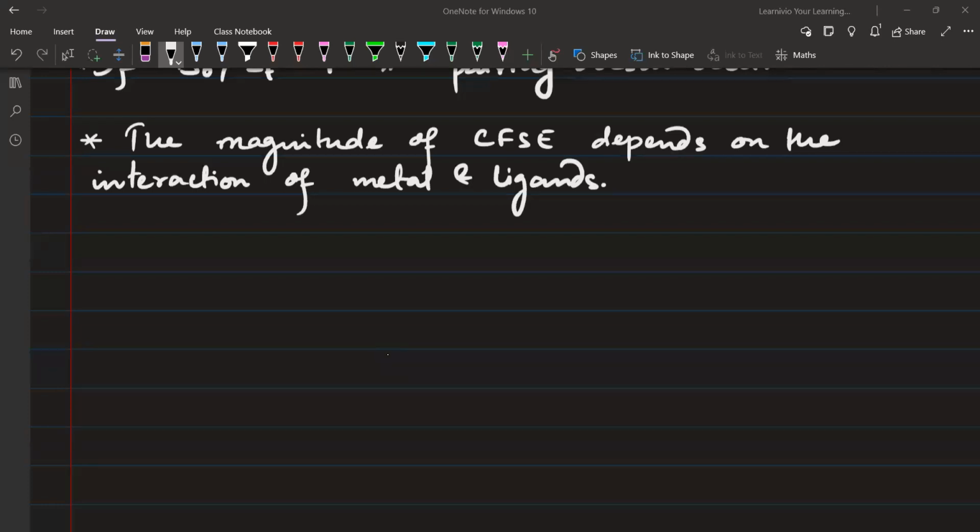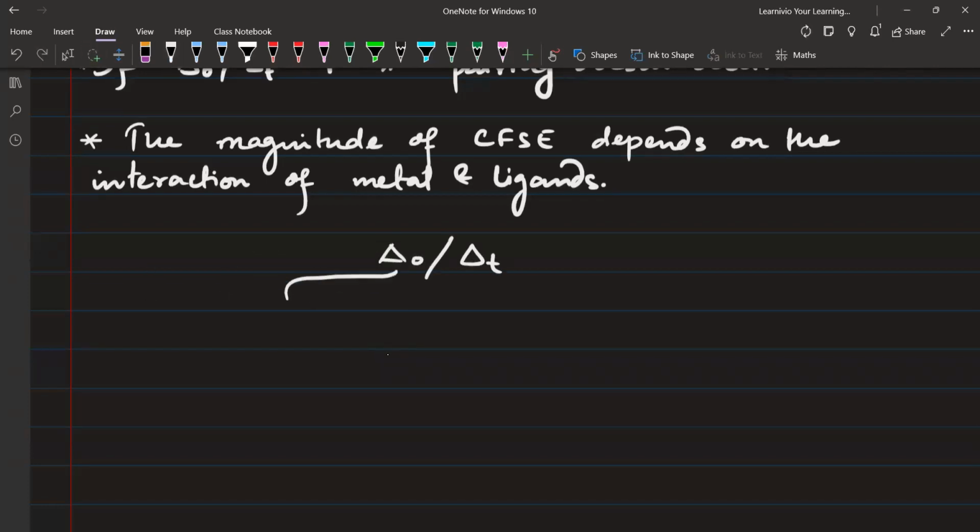Now, what are the factors that are going to determine the del O and del T magnitude? See, you have only two things, ligands and metal. So obviously it is going to be dependent on both of them, ligands and metals.